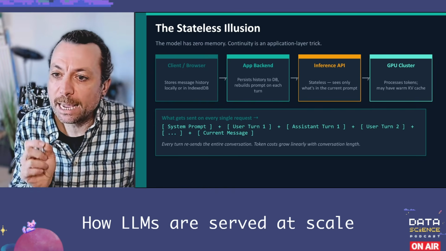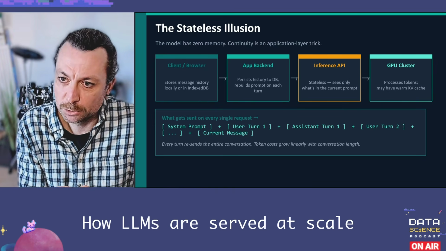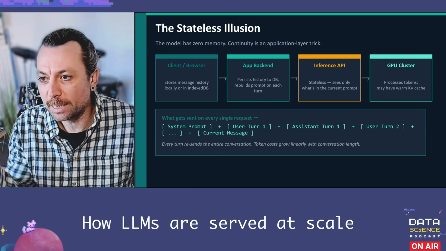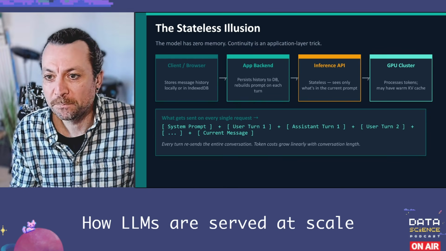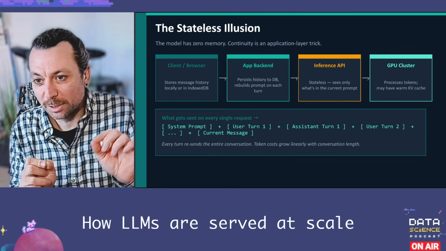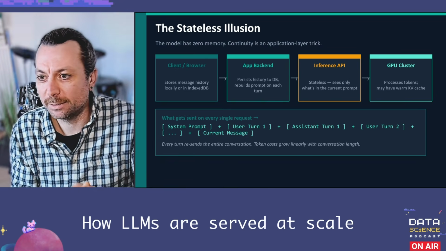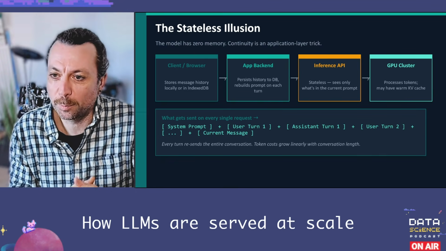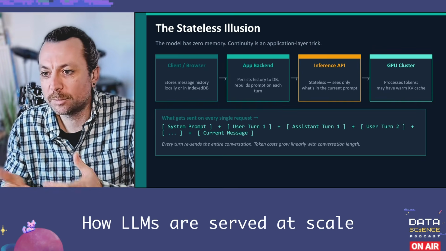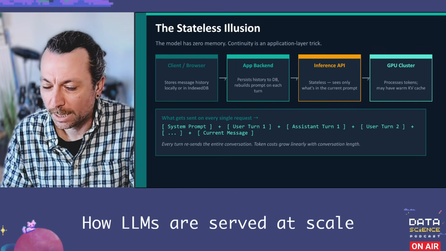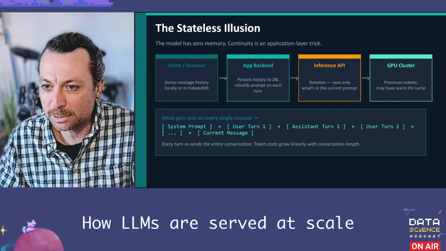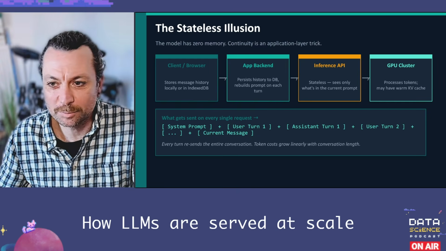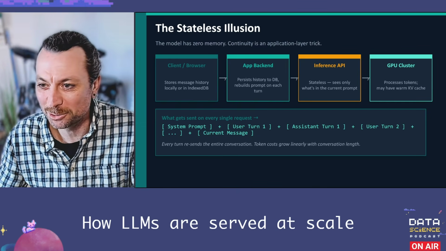So this means that every time you type the current message, the prompt that you're actually sending to the inference API is the list, the history of all the messages in the past conversation plus the current message. Okay, I'm sorry to kill the magic, but that's exactly what happens when you chat to a large language model.